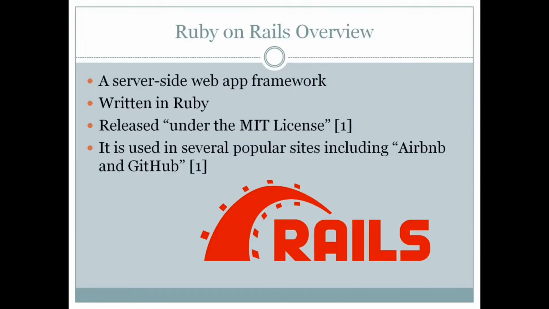Rails, I'm going to call Ruby on Rails Rails for short. Rails is a server-side web app framework. It's written in Ruby, and it's released under the MIT license. Importantly, that means it's free to use for commercial purposes. It isn't a copyleft license. And it's used in a lot of really popular sites, including Airbnb and GitHub. Additionally, it's influenced a lot of other web development tools, including Django and OutSystems and plenty of others.